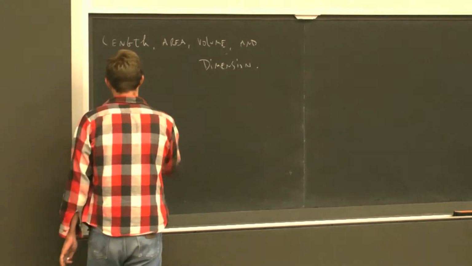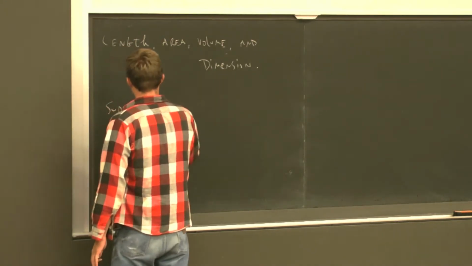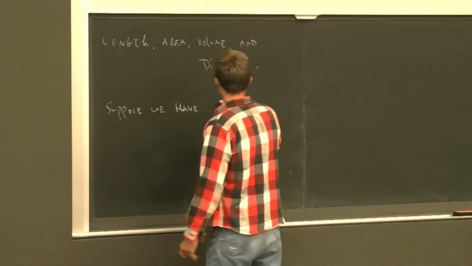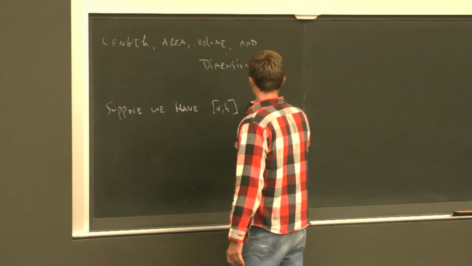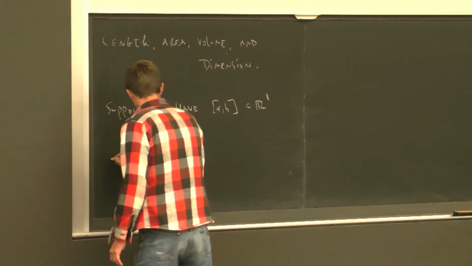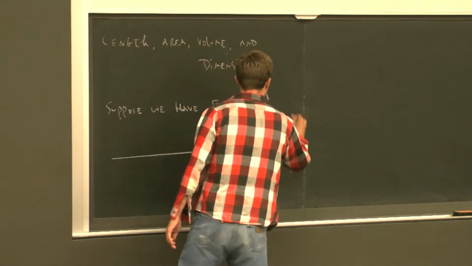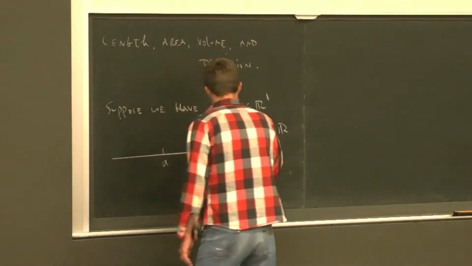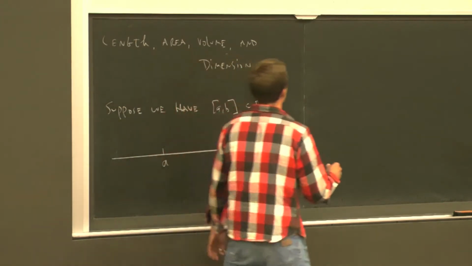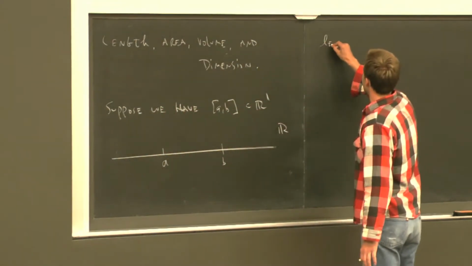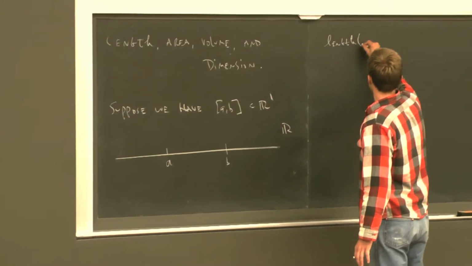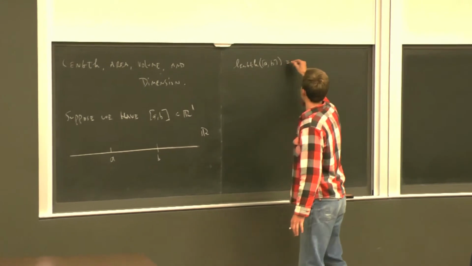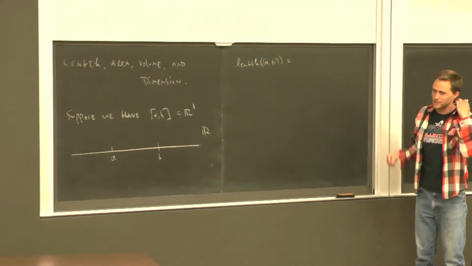So obviously we have to start somewhere. So suppose we have an interval AB subset of R1, right? So suppose we just have the real line. We always have to start somewhere, so assume we all know what the real line is. Here's A, and here's B. And so then we want to ask the length of this interval AB.